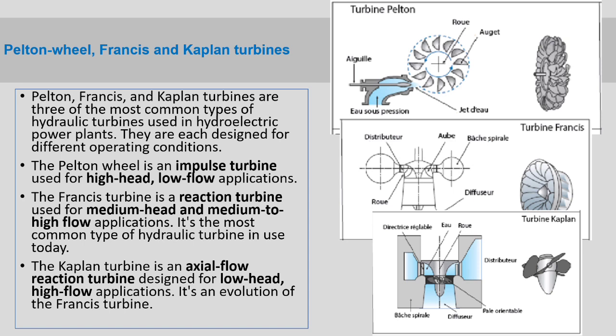So Pelton wheel is an impulse turbine used for high head, low flow applications. Francis turbine is a reaction turbine used for medium head and medium to high flow applications. The Kaplan turbine is an axial flow reaction turbine designed for low head, high flow applications.